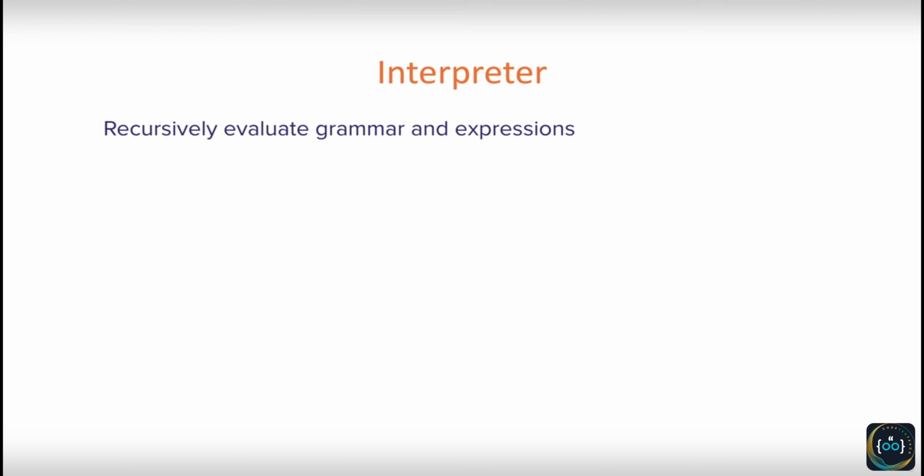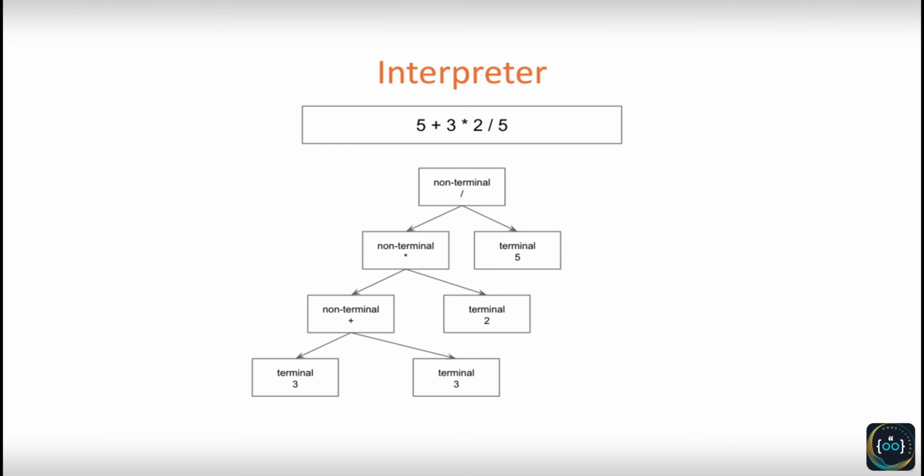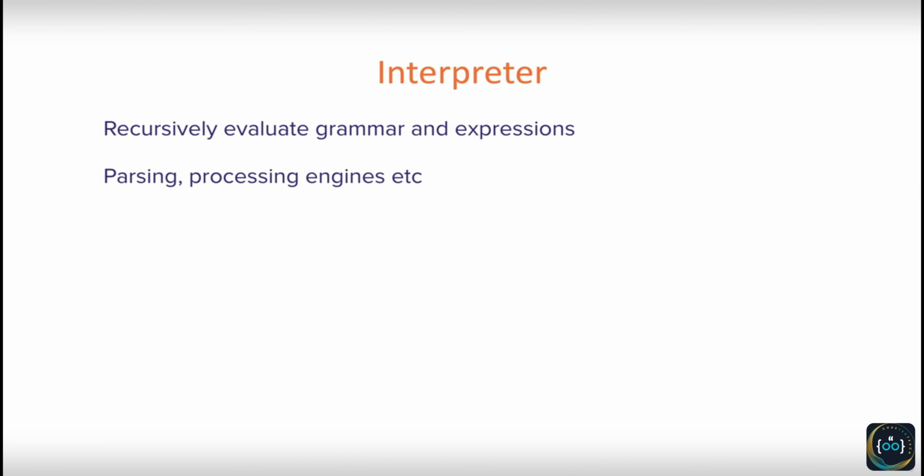Okay, so this is kind of an example, but this works very well with any other kind of quote unquote language, right? So we recursively evaluate grammar and expressions. Grammars in this case is going to be the symbols, and expressions are going to be the numbers. This works for parsing systems, for processing engines. So if you're trying to understand, the best example is a mathematical equation.